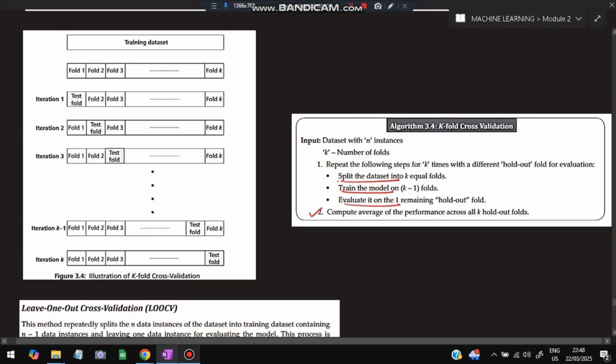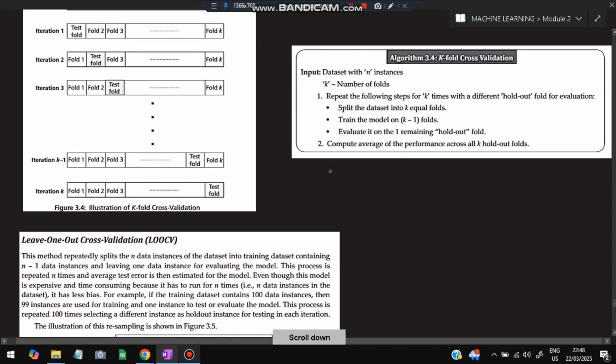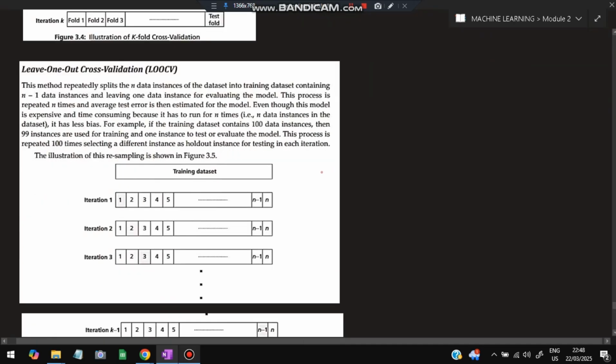Okay, then compute the average performance of all the k holdout folds. Okay, next is leave-one-out cross validation. This method splits the n data instances of the dataset into a training dataset containing n minus 1 data instances, leaving one data instance for evaluating the model. So n minus 1 are there for training and one data instance is for testing or evaluating.